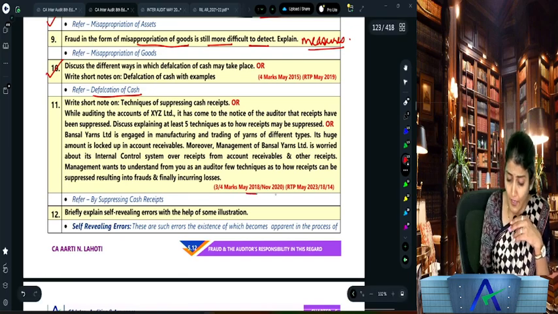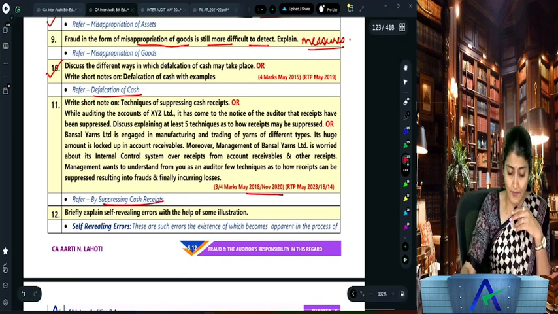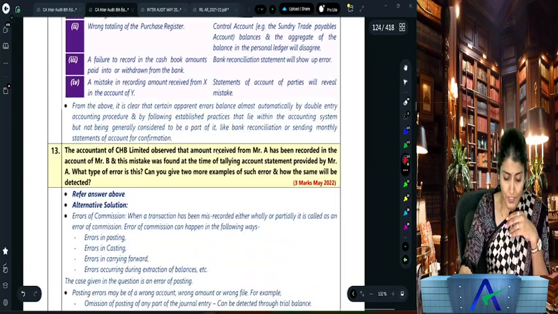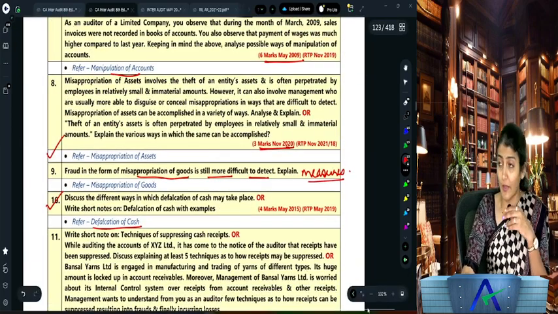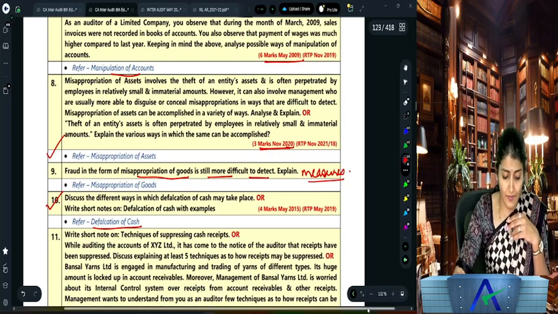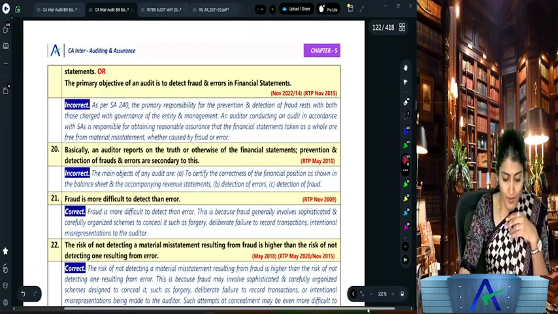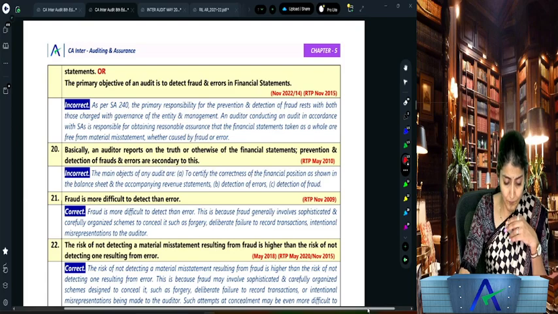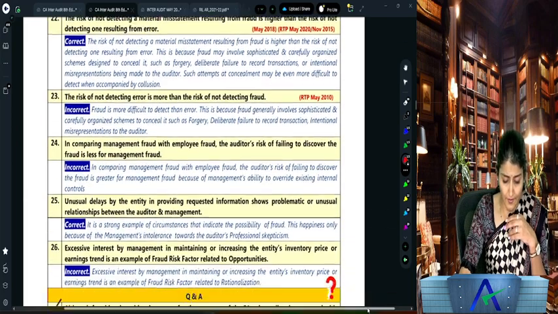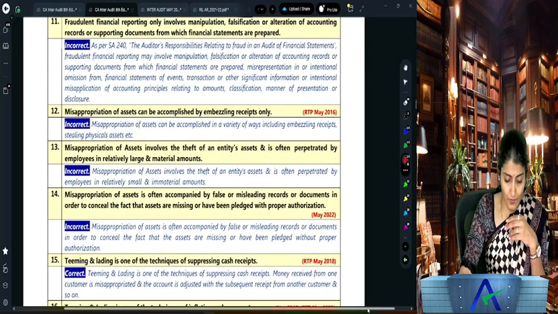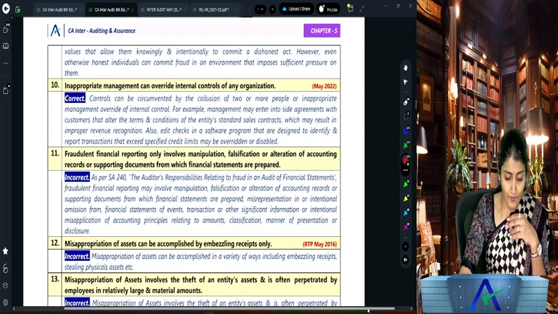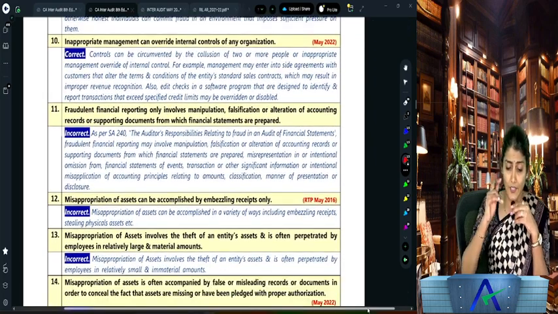Then after that, twice, what is the question asked in your exams? Suppressing the cash receipts. Are you understanding that? The question asked in your exams is regarding suppressing the cash receipts. Okay. Right? So inflating the payments, or suppressing the cash receipts. Okay, right?